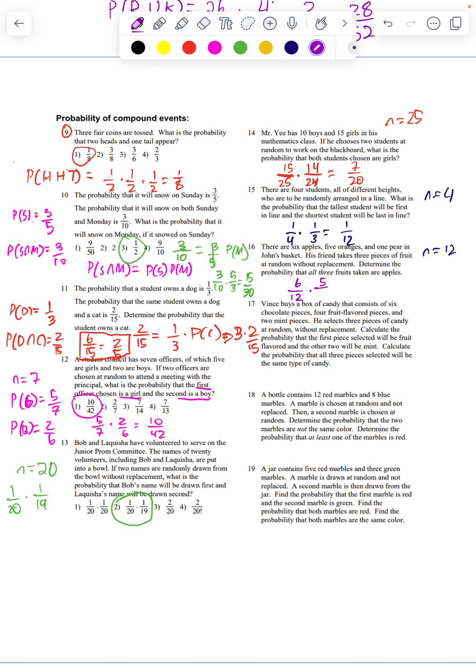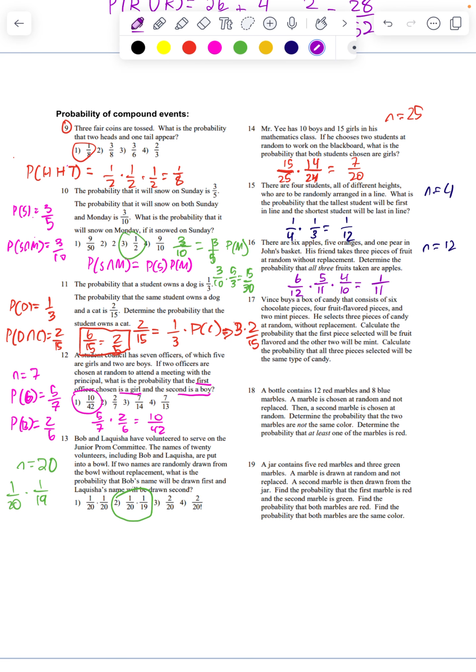And then I'm going to get another apple. There's only 5 apples left, and there's only 11 fruits left. And then another apple is to be taken. There's 4 apples left, and there's only 10 fruits left. If you multiply this all out, this will give you 1 out of 11 after you reduce everything. And that's the answer. And the process is important, getting to the process.